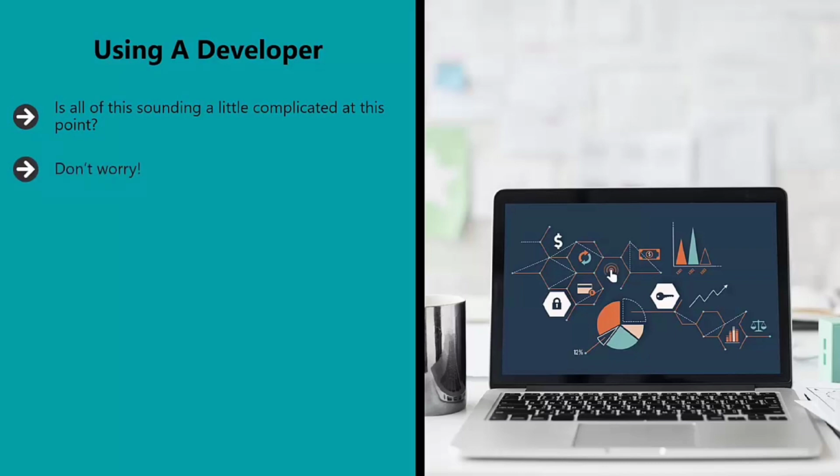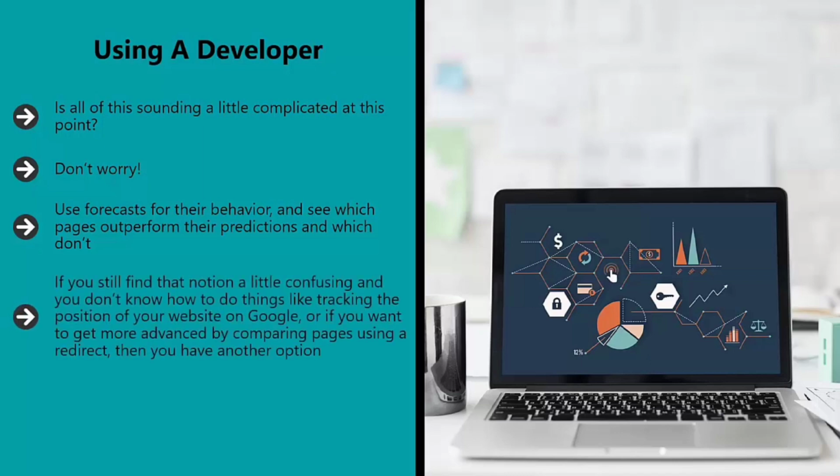And don't worry. For the vast majority of business owners, the best option will be simply to use the matched pages test. Take two groups of pages, make a few changes to one, and then monitor their performance over time. Use forecasts for their behavior, and see which pages outperform their predictions and which don't. If you want to check for significance, then you can run a chi test. If you still find that notion a little confusing and you don't know how to do things like tracking the position of your website on Google, or if you want to get more advanced by comparing pages using a redirect, then you have another option: hire a developer or a marketer to handle the process for you.